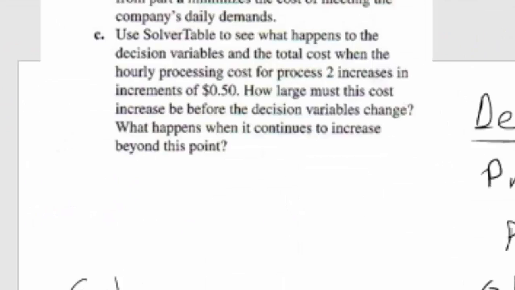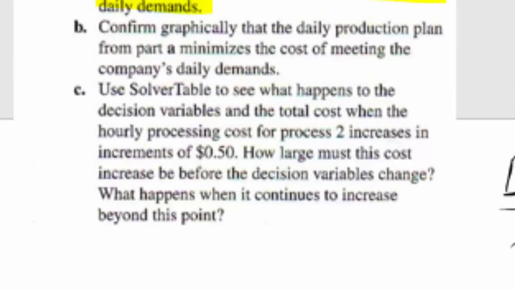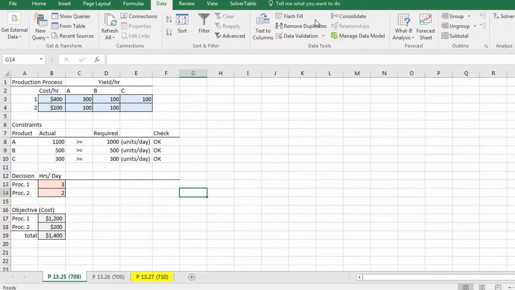The next thing, the only other thing the problem asks us to do is use solver table to see what happens to the decision variables and the total cost when the hourly processing cost for process 2 increases in increments of 50 cents. How large must this cost increase before the decision variables change? And what happens when it continues to increase beyond this point? So let's run solver table.